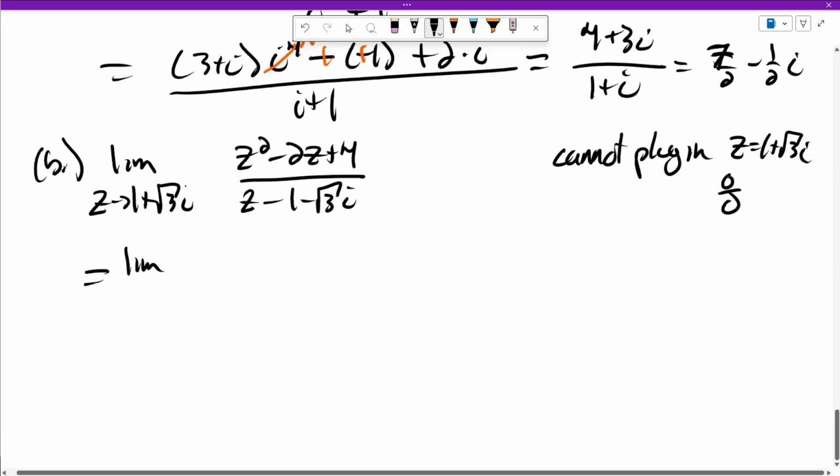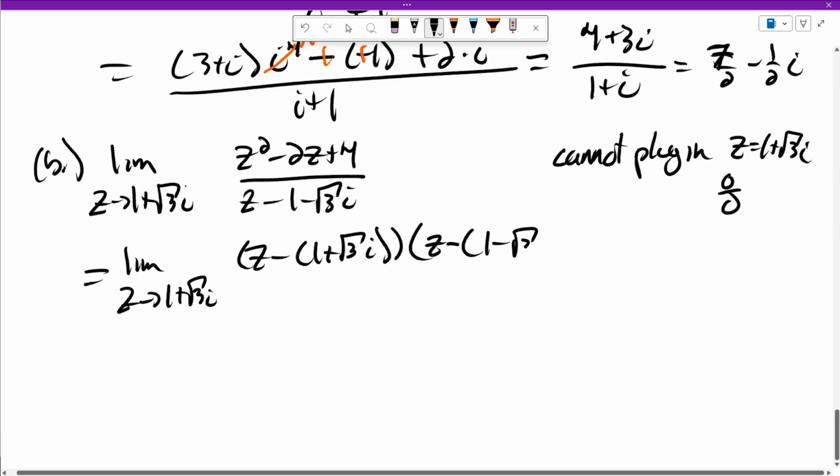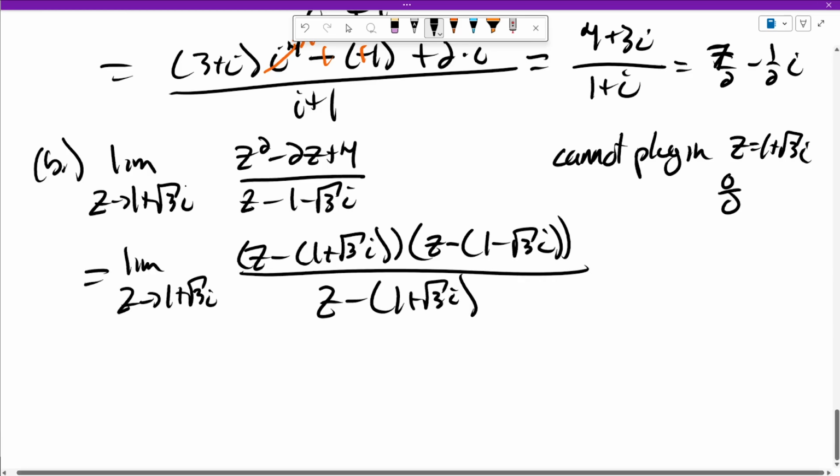So let me observe here that the numerator factors as (z minus 1 plus root 3 i) and (z minus 1 minus root 3 i). And the denominator, we can pull out that negative to see it's z minus 1 plus root 3 i. How did we get this factoring? Well, you use the quadratic equation, and you get that your two roots are 1 plus root 3 i and 1 minus root 3 i. Okay. And now what do we notice? That term's the same.